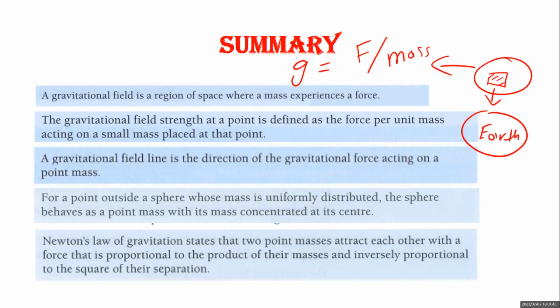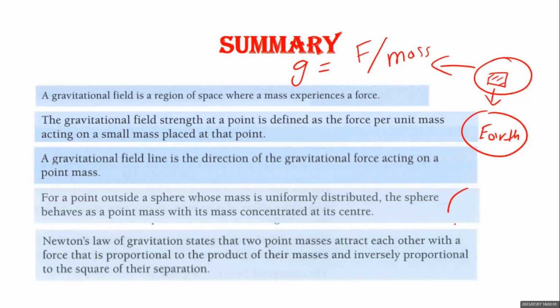A gravitational field line shows the direction of the gravitational force acting on a point mass. So gravitational field lines are always represented by a line with an arrow, and the arrow indicates the direction of the gravitational field. For a point outside a sphere whose mass is uniformly distributed, the sphere behaves as a point mass with its mass concentrated at the center.